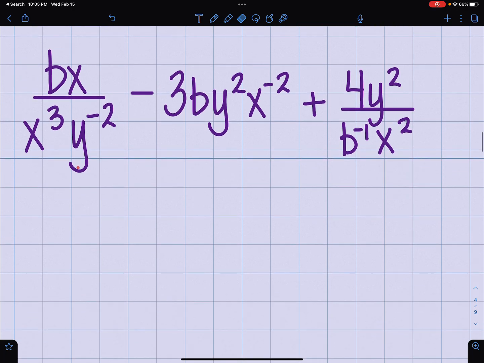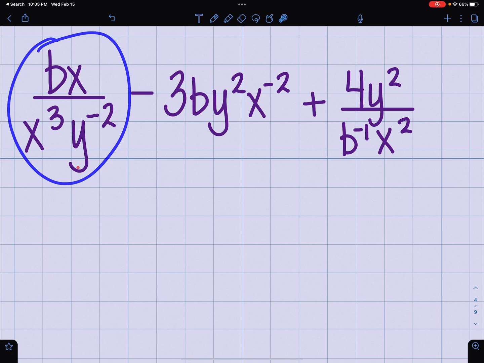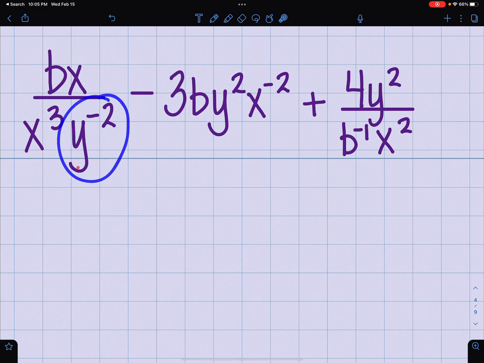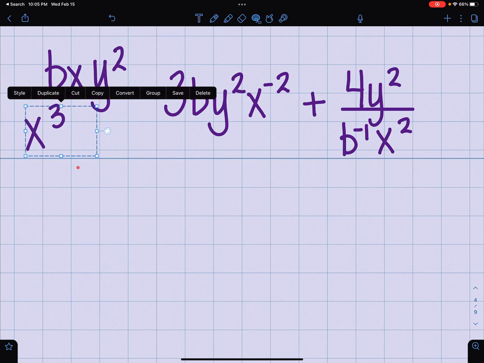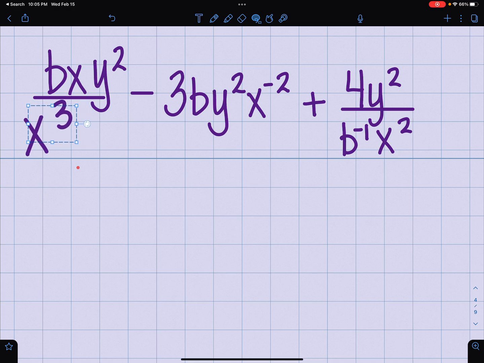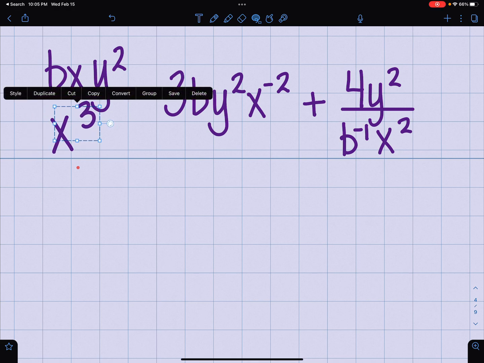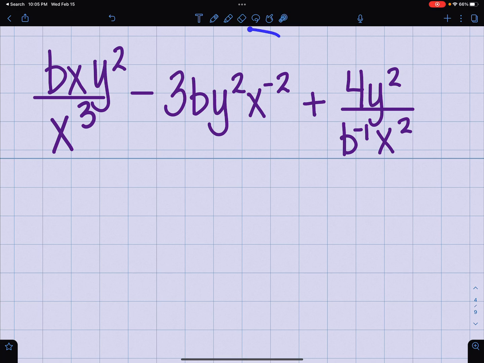So let's start with this first term right here. Okay, let's start with this first one. What's negative? We've got that's a negative. All right, so I'm going to bring this up and I'm going to change it to a positive 2. Okay, easy. So far, so good. We're doing great, right? Yes, hang in there.